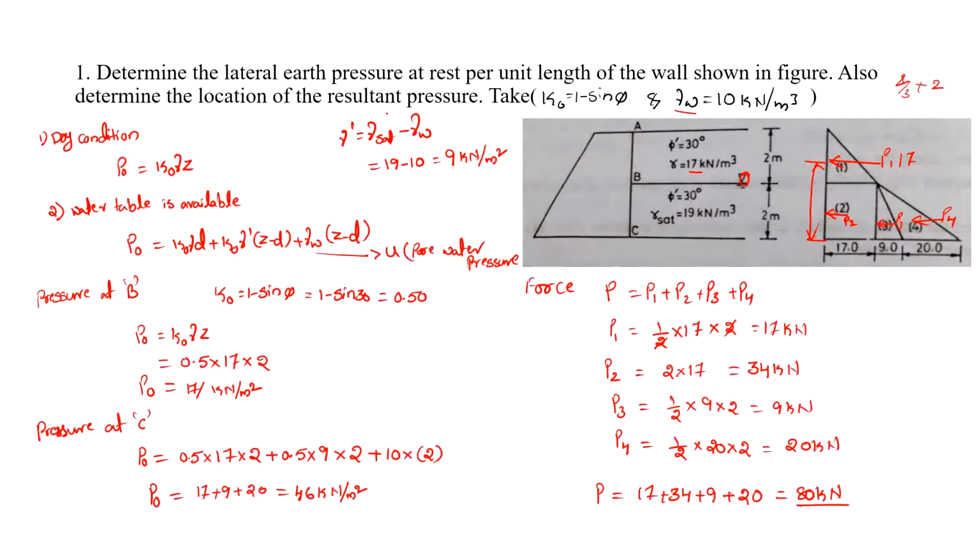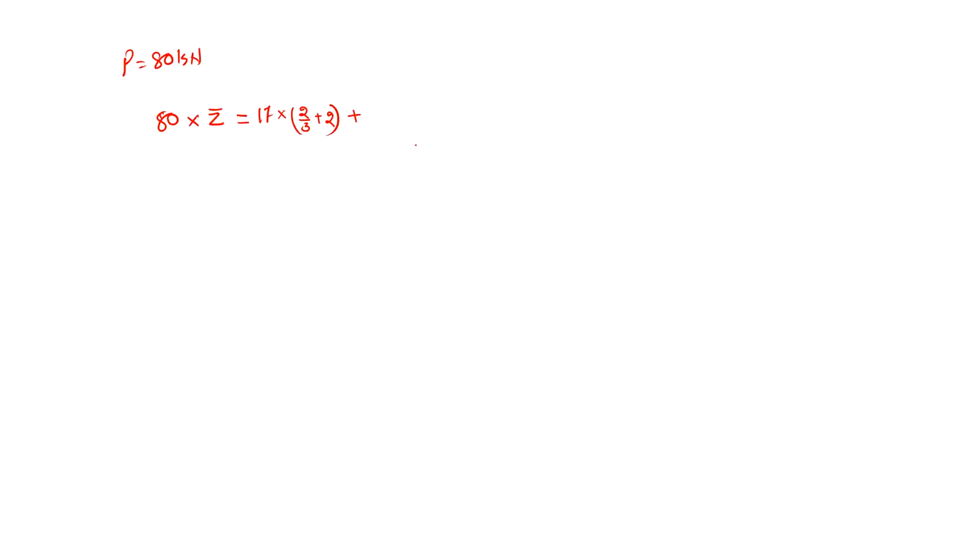So we can observe here, P2 is acting at the center of the rectangle. The rectangle has a 2 meter height, so the middle is 1 meter. So we write the second force is 34 kilonewton, so 34 into 1. This is the moment of the second force. As for the third force, we have 9 kilonewtons, so 9 into, that is triangle in shape, so 2 by third we have to take. Plus 20 force is acting because of P4, that is also triangle in shape, so we can use 2 by third.